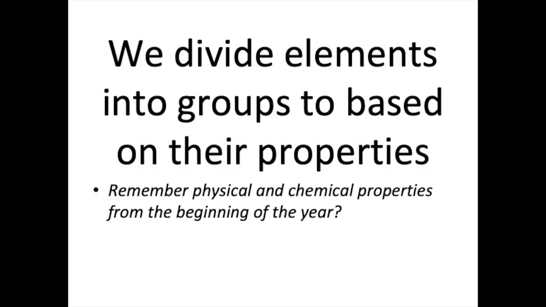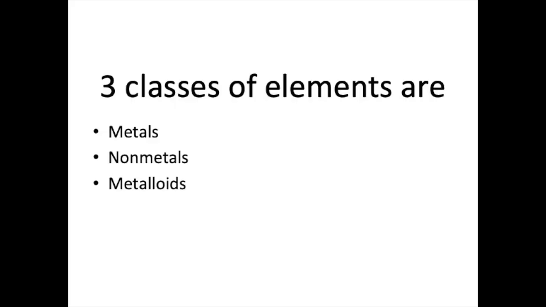Hey guys, so today we're going to be talking about different ways the periodic table is organized. Specifically, we're going to be looking at metals, nonmetals, and metalloids, and the different families and groups that you guys have been learning about. So one way to classify elements is to broadly classify them as either a metal, a nonmetal, or a metalloid, depending on their physical and chemical properties.